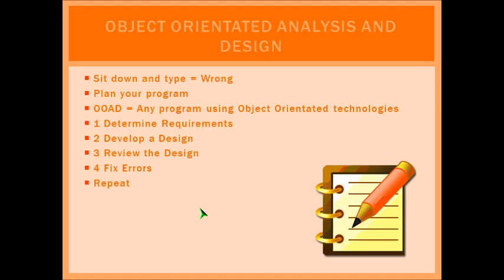Determine exactly what you have to do. Develop some theoretical design. Review it yourself. Ask your boss or co-workers to look at it and make sure that this thing is going to work. They'll probably quickly point out errors and you can fix them quickly. And you continue this process until you have a blueprint that looks like it might work. And then you can try it out.